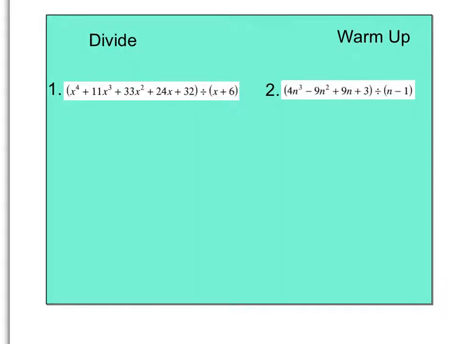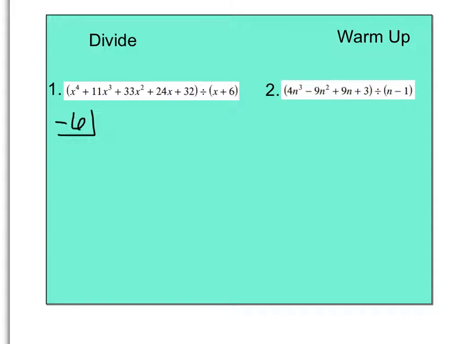You should be ready to check your answers to the warm-up. Well, it said to divide, so that means we're using synthetic division here again. So we're going to put the opposite of what is in the parenthesis in the box. So we have -6.